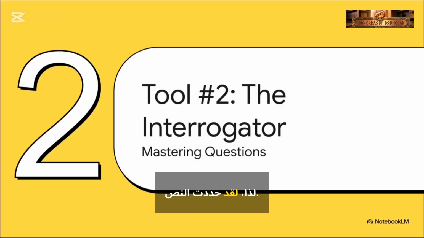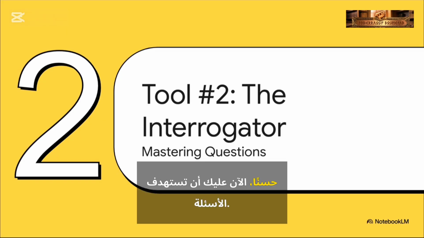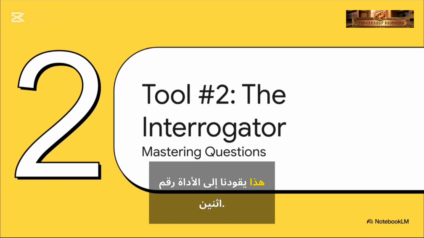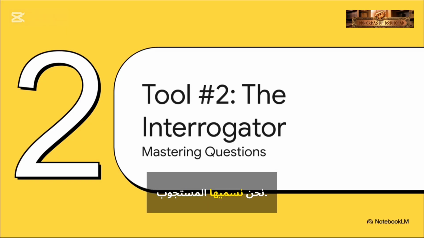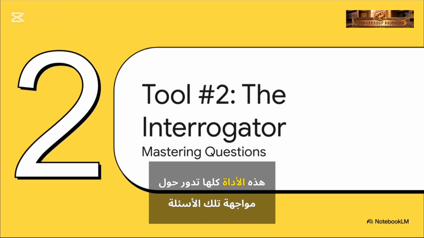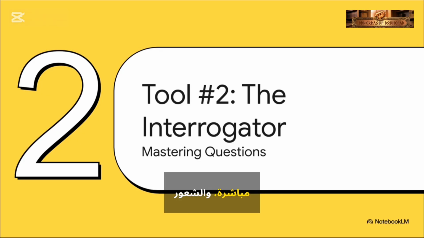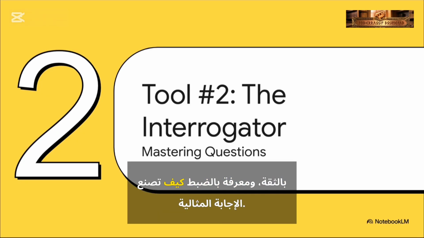All right, so you've identified the text. What's next? Well, now you got to tackle the questions. This brings us to tool number 2. We're calling it the interrogator. This tool is all about facing those questions head on, feeling confident, and knowing exactly how to craft the perfect answer. Let's break it down.